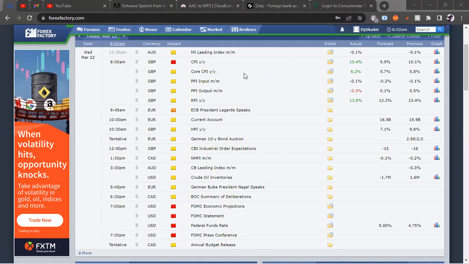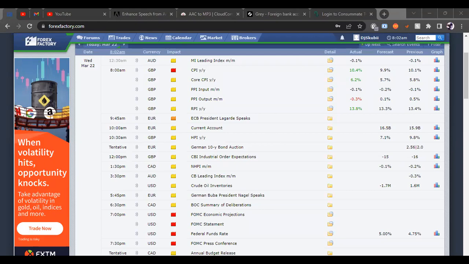So, fundamental wise, we already have one high impact news on GBP, which is actually showing good for the GBP right now. Then we have FOMC tonight by 7 p.m. So I think today is going to be quite calm in the FOMC, I guess. So let's jump on our charts.